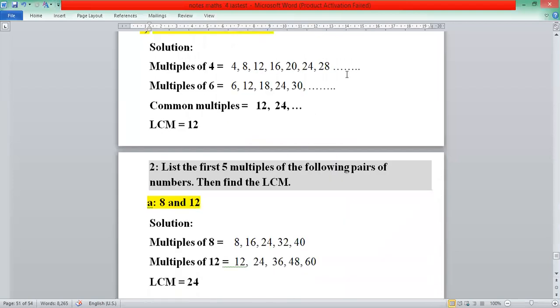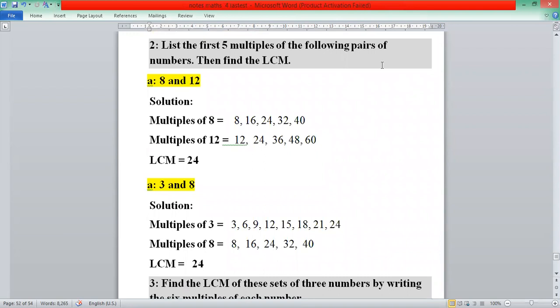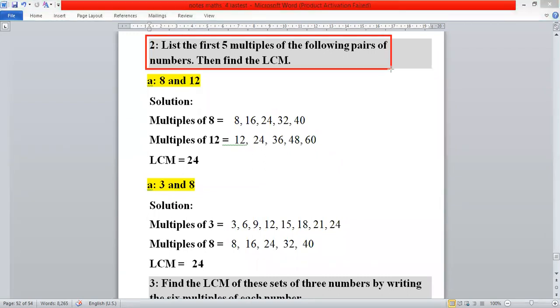Now I'm going to explain question 2. In question 2, the statement is: list the first 5 multiples of the following pairs of numbers, then find LCM. Here the pairs of numbers are 8 and 12, 3 and 8. But here the instruction is to write the first 5 multiples. You can write more than 5 multiples if you do not find the lowest common multiple or common multiples.